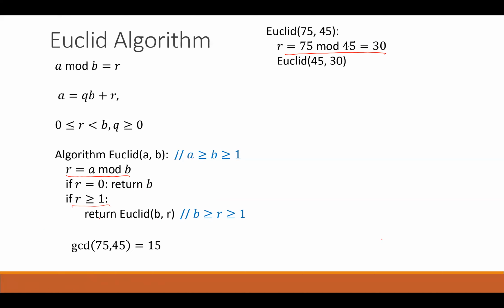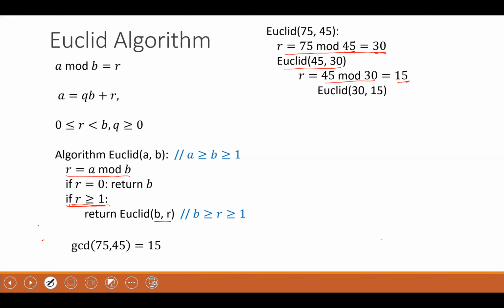R is not 0, so I don't end at this point. So now I call Euclid on B and R, which is 45 and 30. Again, I call the mod function. So 45 divided by 30, 30 goes in once with 15 remainder. Again, R is not equal to 0, so I make another recursive call. In this case, again A mod B, but 15 divides into 30 twice evenly, and I have a remainder of 0. Once I have a remainder of 0, I simply return B, which in this case is 15.